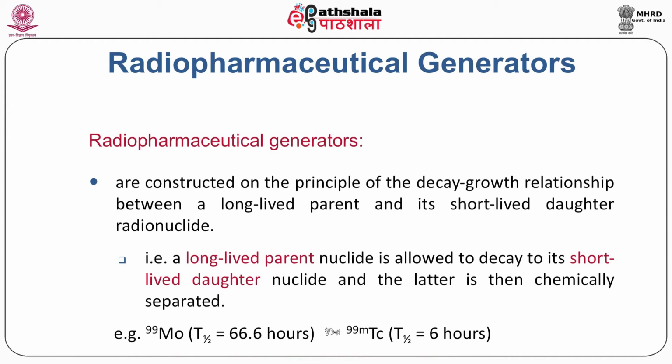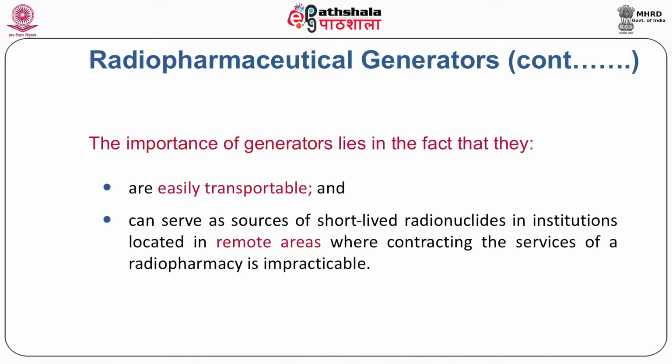This is available in the form of a generator, so it is a kind of milking process. The parent is decaying and finally the daughter is coming. The half-life is 67 hours, decaying to technetium-99m, whose half-life is 6 hours. The important point about generators is that they are easily transportable. They are very small, and you can transport them from one place to another, serving as sources of short-lived radionuclides in institutions located in remote areas where contracting the service of a radiopharmacy is impractical. What does it mean?